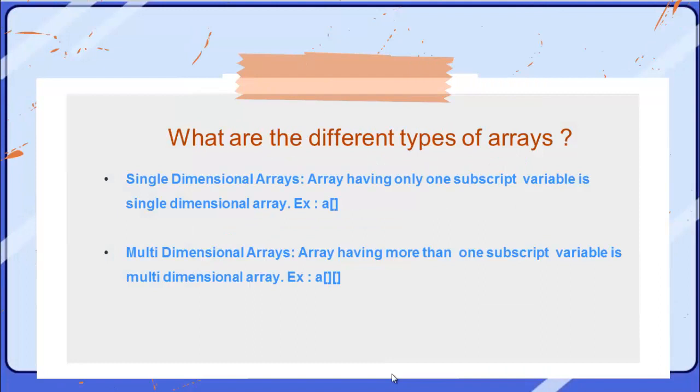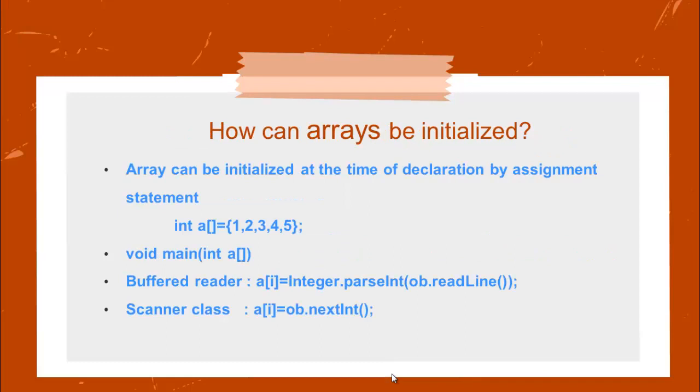Different types of array: single dimension array and double dimension or multi-dimensional array. An array having only one subscript is a single dimension array. More than one subscript is a multi-dimensional array. How are arrays initialized? An array can be initialized at the time of declaration, by assignment statement, by using the function argument, by BufferedReader or Scanner classes.